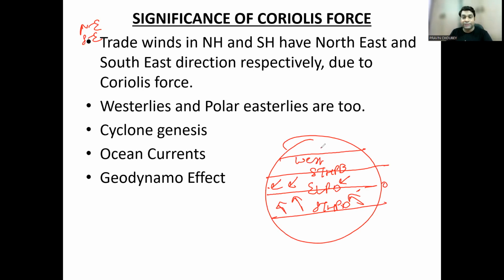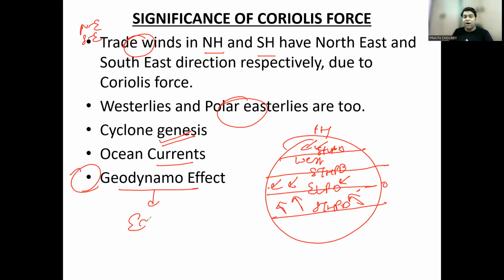Even a westerly, subpolar low pressure belt, and here a polar high. So whatever wind you see, all types of wind on the surface of the earth change their direction because of the Coriolis force. In the northern hemisphere it is to the right hand side, and in the southern hemisphere it is to the left hand side. Westerlies and polar easterlies, cyclone genesis, even the ocean currents, the formation of ocean currents, and the change in their direction is also because of the Coriolis force. And most important is the geodynamo effect.